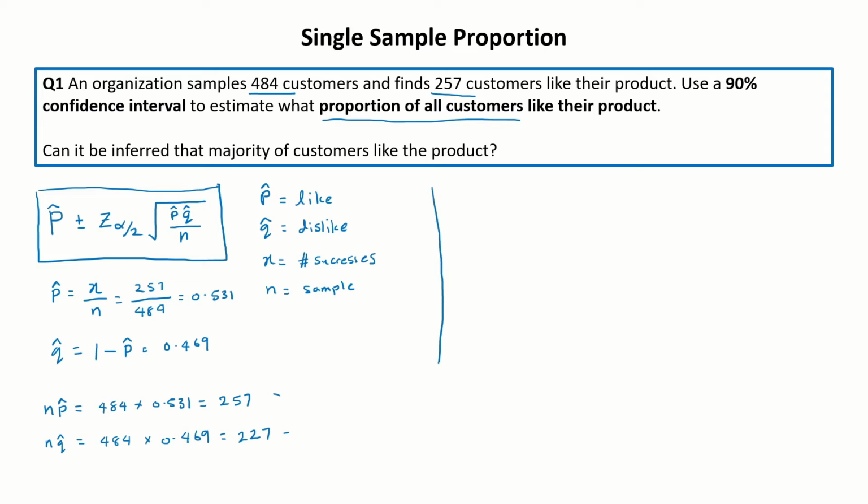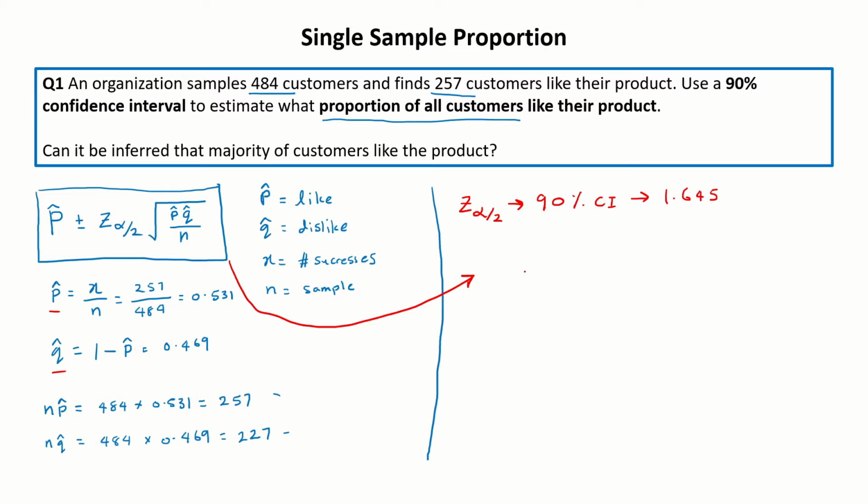Right, so now let's look at the confidence interval. And for that, we will be using this equation. So the first thing we would need is z alpha over 2, which can be found from the z statistics table for a 90% confidence interval. And this value would be approximately 1.645. We then need p hat and q hat, both of which we've already calculated, and we would need n, which is the sample size, which is 484.